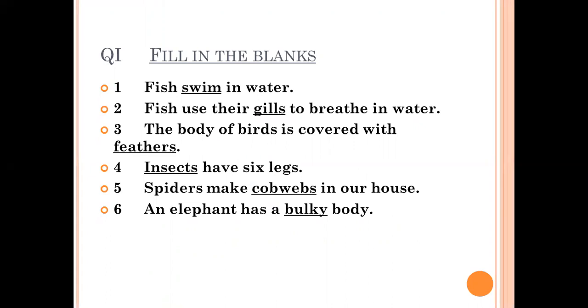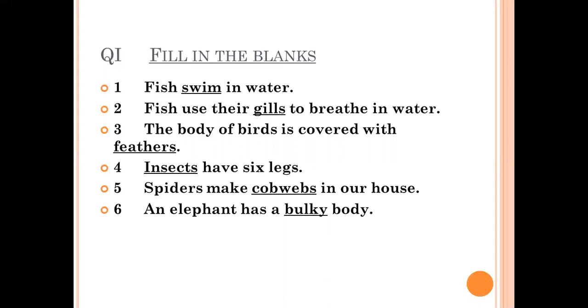Underline the heading. And the first one, fish swim in water. The answer is swim, S-W-I-M. So you underline that word neatly with the ruler. Second one, fish use their gills to breathe in water. Underline the word gills, G-I-L-L-S. The third one, the body of birds is covered with feathers. Underline the word feathers. Number 4, insects have 6 legs. So the answer is insects.